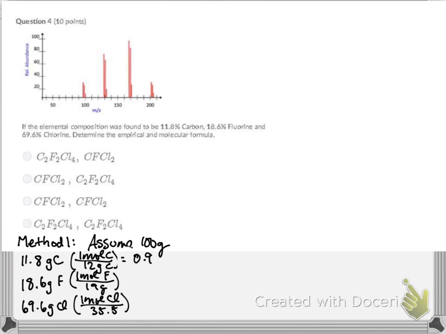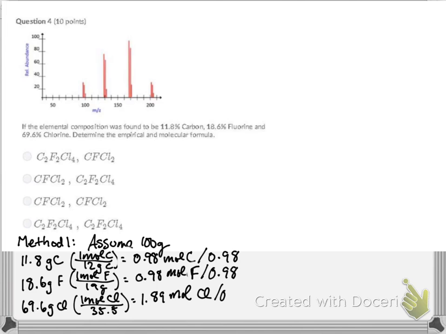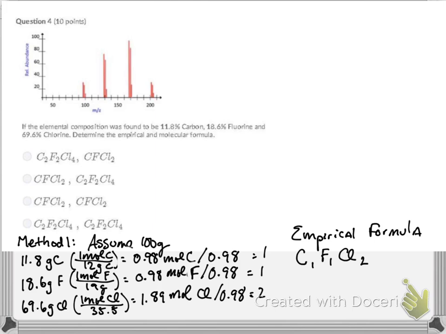And we calculate that, we get 0.98 moles of carbon, 0.98 moles of fluorine, and 2 moles of chlorine. So we have these ratios in every 100 gram sample, and now we want to normalize to the lowest moles. We want to get integers, so we divide by the lowest number of moles. And we see that the empirical formula is going to be 1 carbon for every fluorine for every 2 chlorine. That's what the mole ratios give us when we divide by the lowest number.